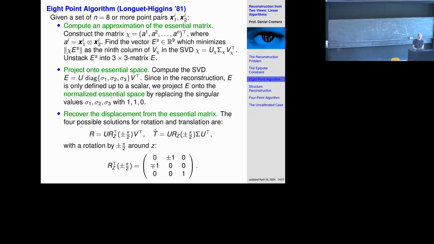So here it is. Assume we have 8 or more point pairs. More is typically better because it assures that you have no degeneracy. Then you compute this matrix, chi, where you basically take the cross products of the 2D coordinates of each point pair, the coordinates in the first image and the coordinates in the second image of point i. You create this 9D vector out of them. And then you stack all these 9D vectors into a big matrix, an n by 9 matrix.